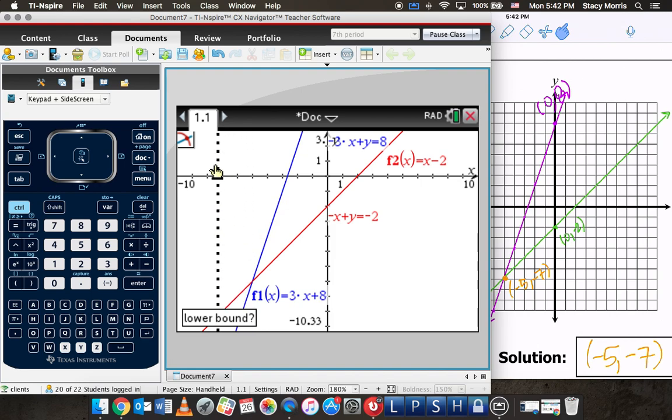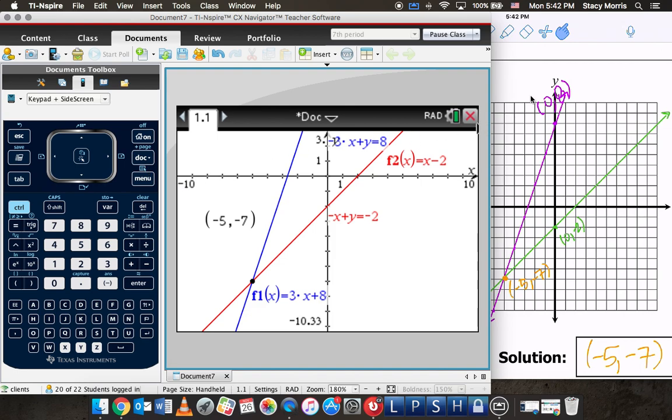Normally, it would just automatically pop up with this dash line. So it's asking me to highlight this. So I'm going to click. It says lower bound, so usually that's on the left. Then I'm going to drag it so that it highlights, and you should see when I go over it, it pops up a yellow box that says intersection. So I'm going to click again. And there is that intersection. I had already traced to it, but there it is, -5, -7.